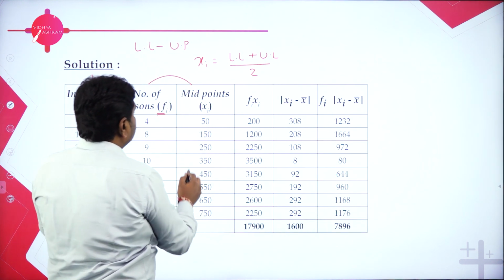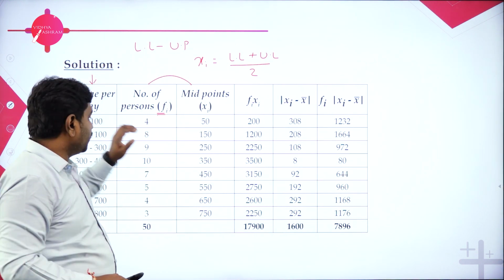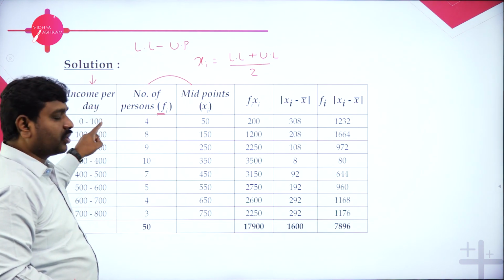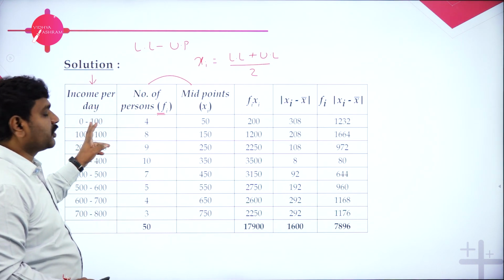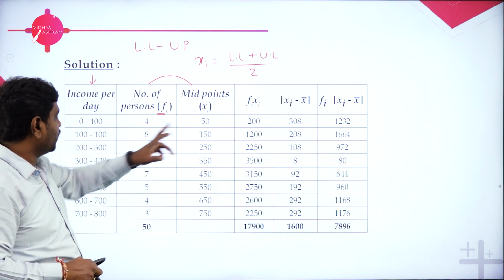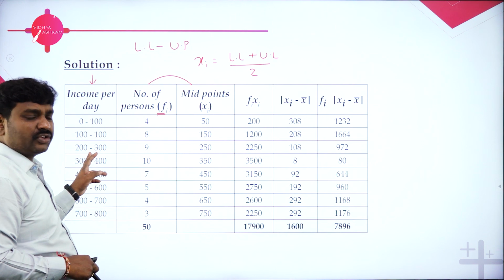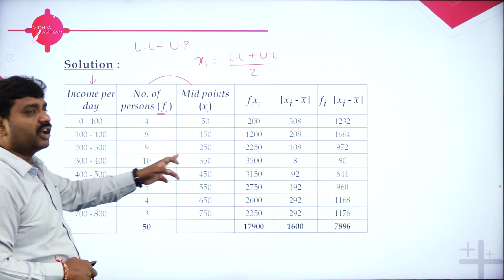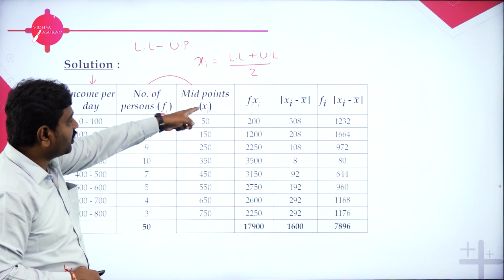Fi into xi. So how to get midpoints? If they give an interval, you should find the mid value. Add the lower limit and upper limit and divide by 2. 0 plus 100 by 2, 50. 100 plus 200, 300 by 2, 150. 200 and 300, mid value is 250. 300 and 400, mid value is 350. Fill the midpoints, we call them xi.